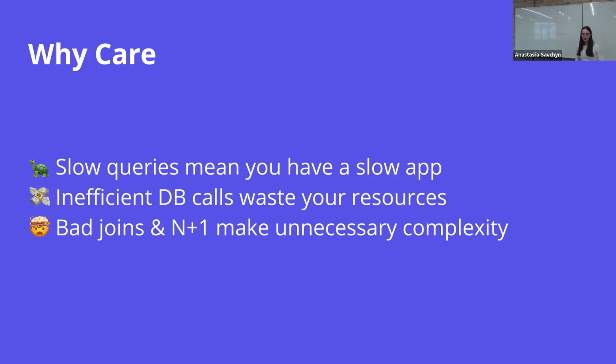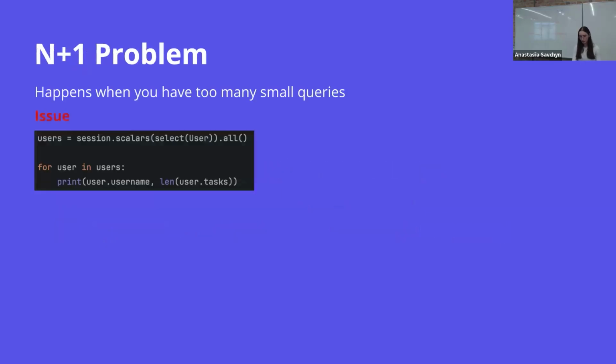Then bad joins and N+1 queries make unnecessary complexity. If you write really complex queries that could be written more easily, you risk that something will go wrong in the logical part of that query, or in some other part. So it's complexity that you don't need. That is why it should be solved.